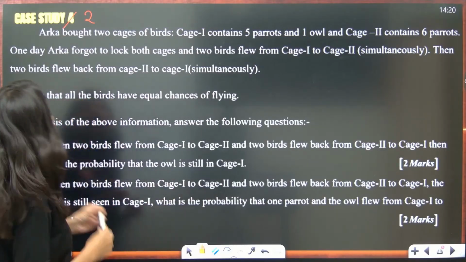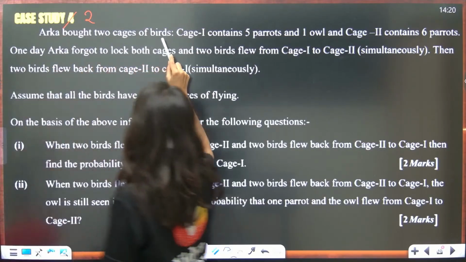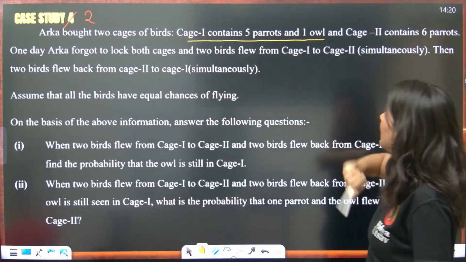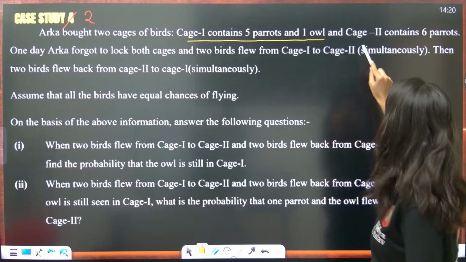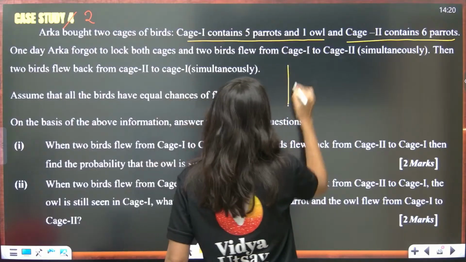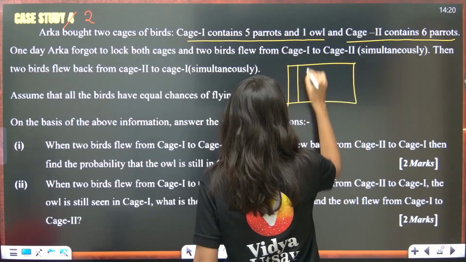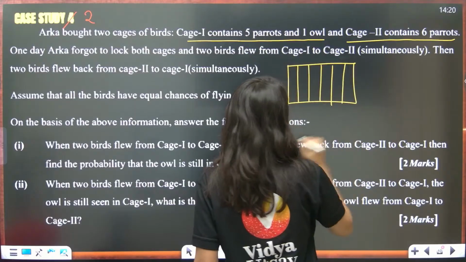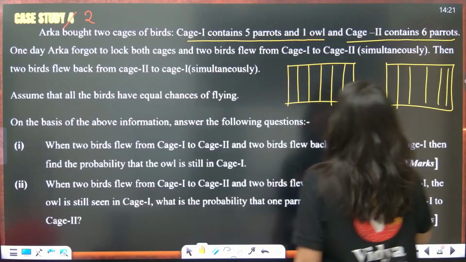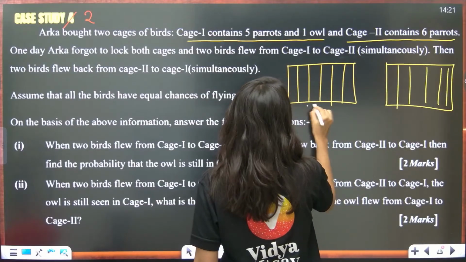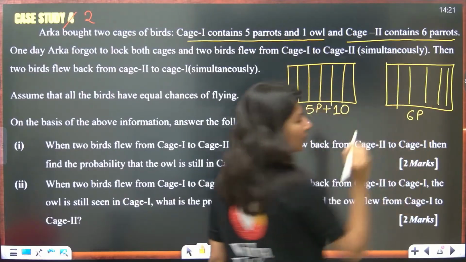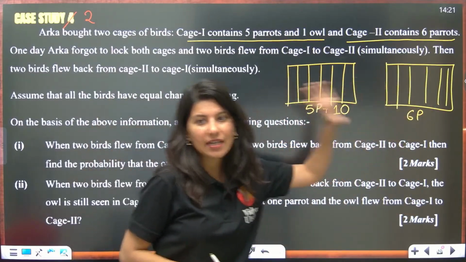Arka bought 2 cages of birds. Cage 1 contains 5 parrots and 1 owl. Cage 2 contains 6 parrots. So what is happening? This is your cage 1. This is how a cage looks. Cage 2. So this is 5 parrots plus 1 owl. Here 6 parrots. This is cage 1, cage 2.